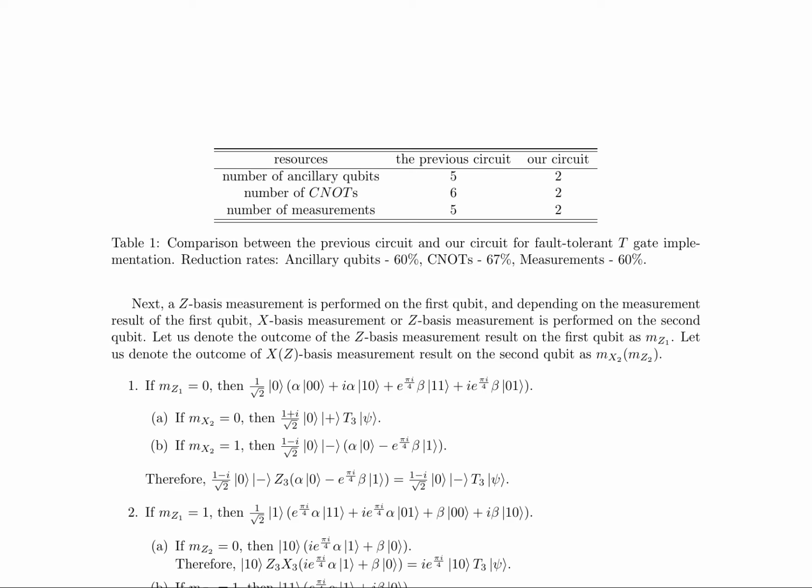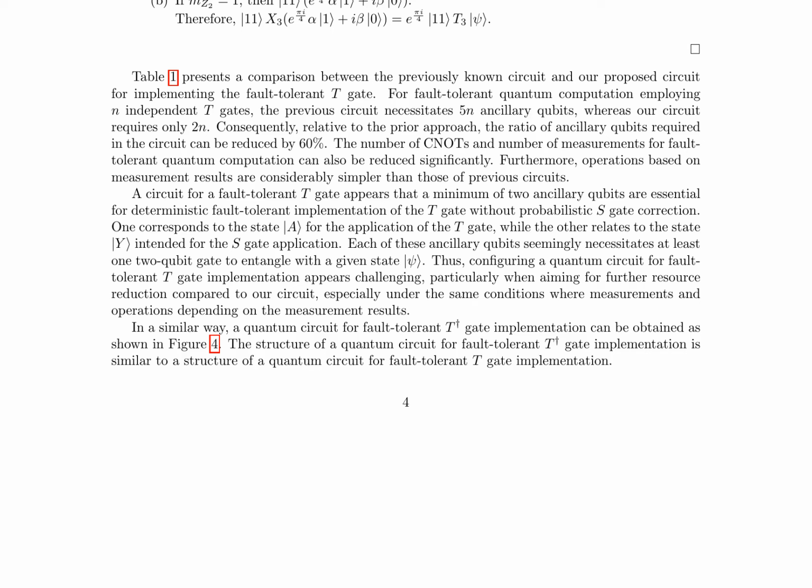The paper also presents a detailed analysis of the circuit operation, including the measurement outcomes and the corresponding operations. The authors show that the proposed circuit can be adapted for fault-tolerant T-gate implementation, as depicted in Figure 4, with a similar structure to the fault-tolerant T-gate implementation. This research contributes to the development of an efficient compiler for fault-tolerant quantum computation, enabling efficient time-optimal quantum computation.